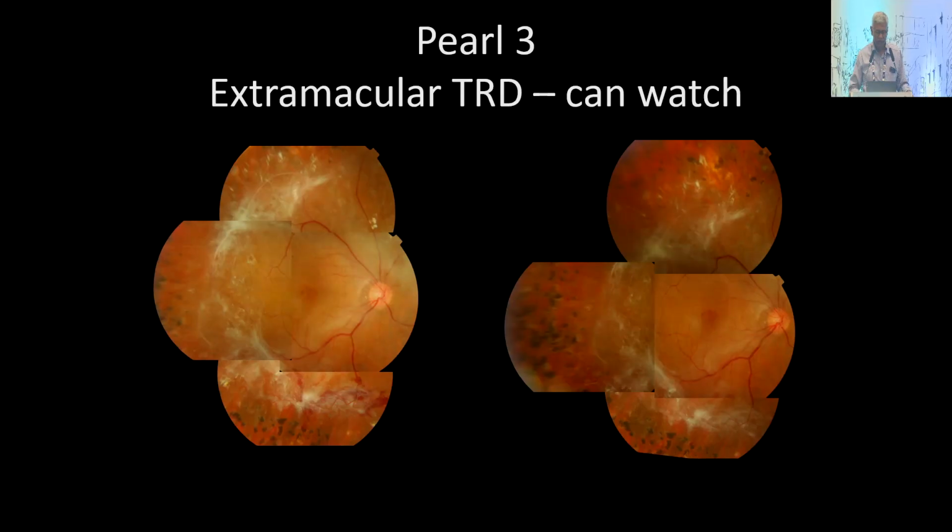Pearl number 3 is if there is an extramacular traction retinal detachment. As you can see, the detachment is here and the fovea is spared. Best is to watch, because this is an extremely difficult surgery and there is a possibility that this patient will lose vision following surgery. Wait to see if there is progression and decrease in vision before we operate.